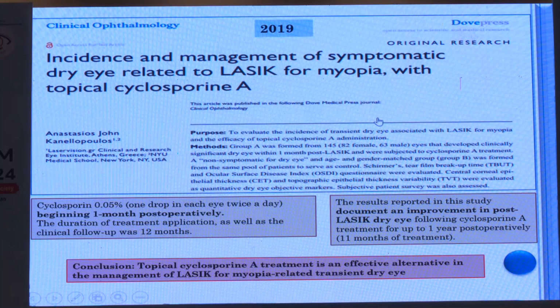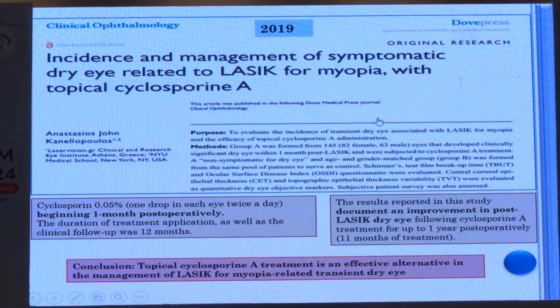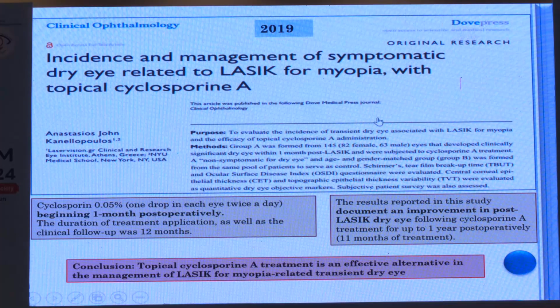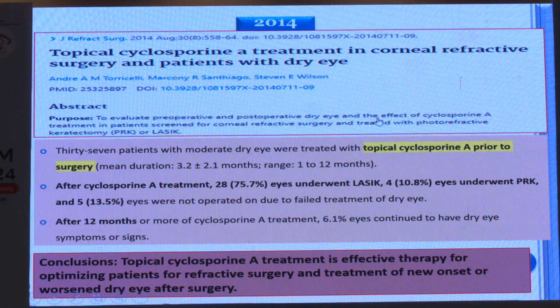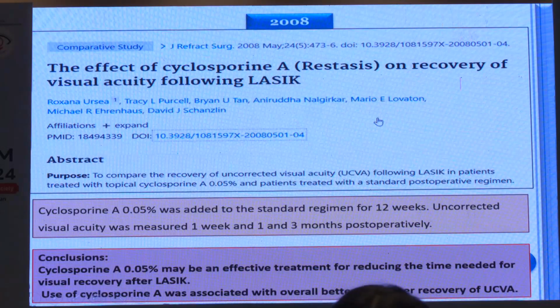So these are some of the studies which have shown that cyclosporin does help. This is one study by Canalopoulos group, and they have shown that topical cyclosporin treatment is an effective alternative in management of LASIK for myopia-related transient dry eye. And this is another study that has concluded that topical cyclosporin A is an effective therapy for refractive surgery patients and dry eye that has worsened. Many times, when you give lubricant, the patient still is symptomatic, and then you have to give cyclosporin.